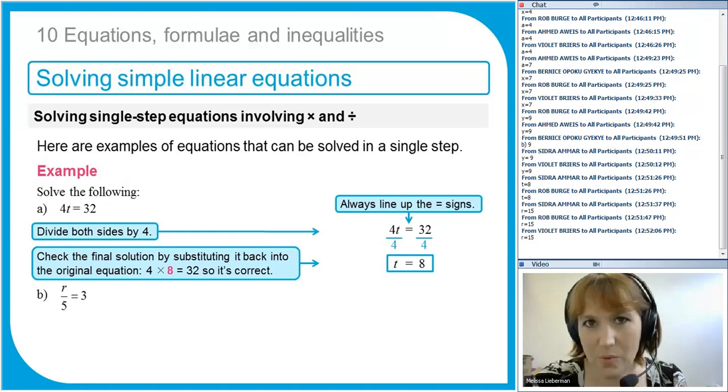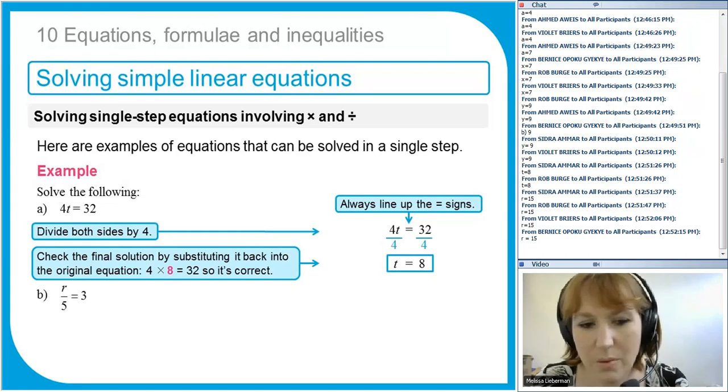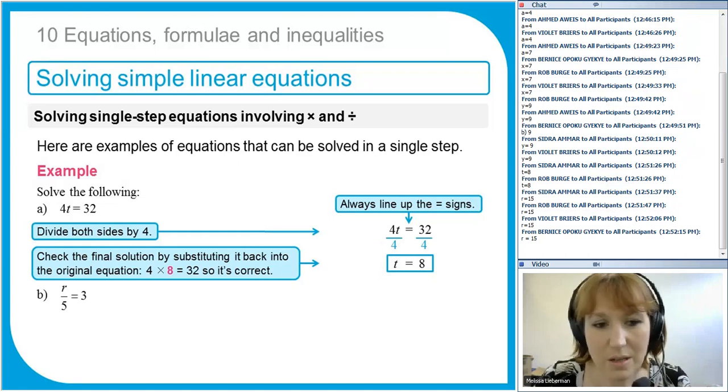I think it's really important, though, right at the beginning, to set these out in the right way. So what part B is saying to us is that this number that we're trying to find, r, divided by 5, is equal to 3. So what number divided by 5 is equal to 3? Well, the way that I work that out is to multiply both sides by 5.